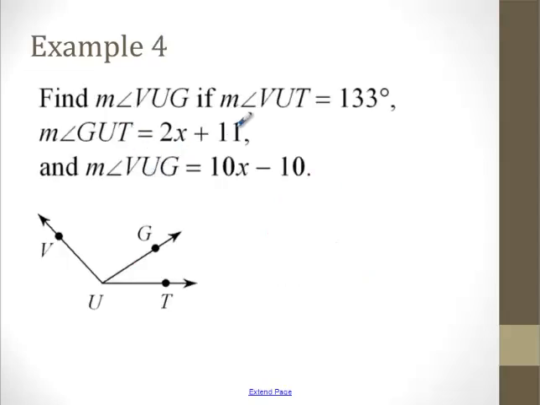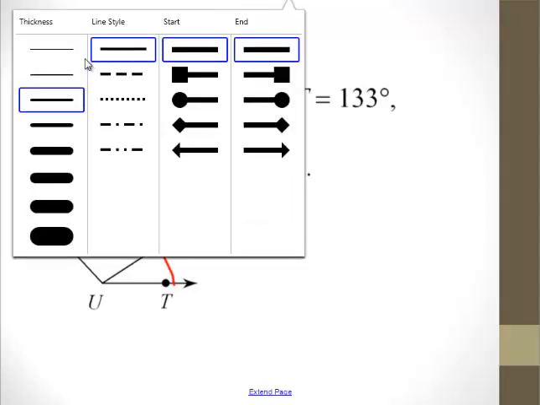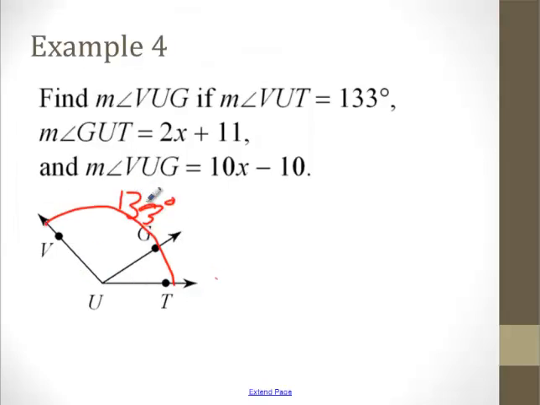Alright, now let's throw in some algebra. We know angle VUT is 133 degrees. So the entire angle is 133. And I'm going to usually put that up there like that to label it, and then everything that is inside I'll label nice and small on the inside. Sorry, getting a thinner pen. Alright, angle GUT is 2x plus 11. And angle VUG is 10x minus 10.